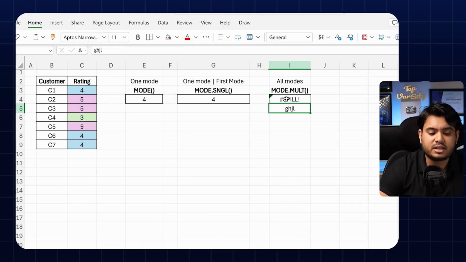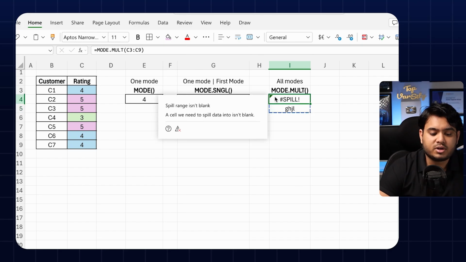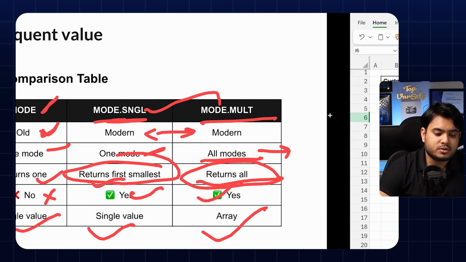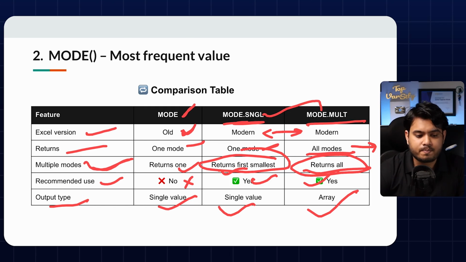Spill is an error that will return, because if you click on here, the spill range isn't blank. It means the value you should get out of this formula is not able to show because there is already text here. So if I remove the text, then the formula will work. Okay, so this you need to take care of.